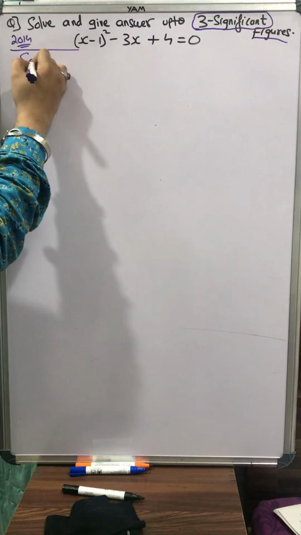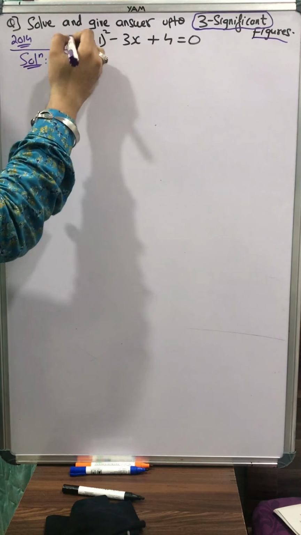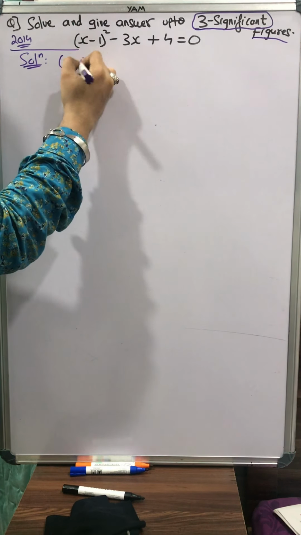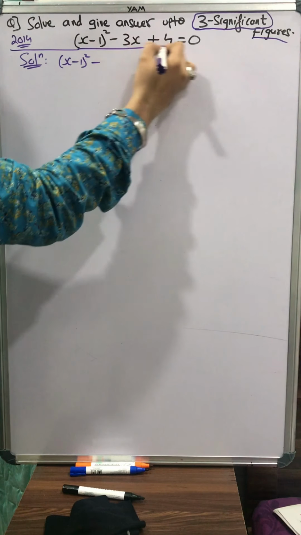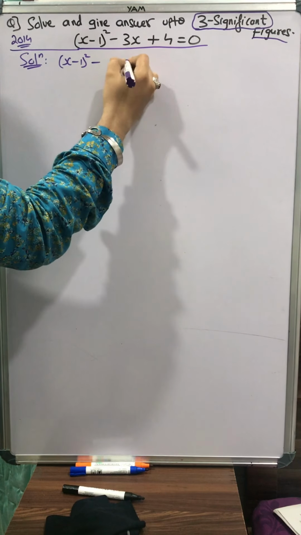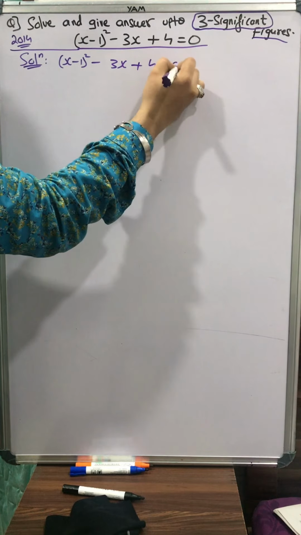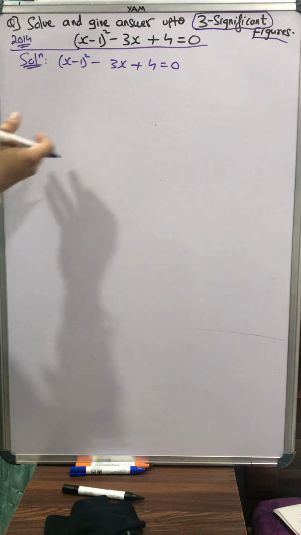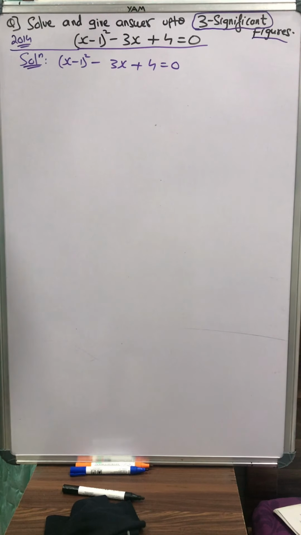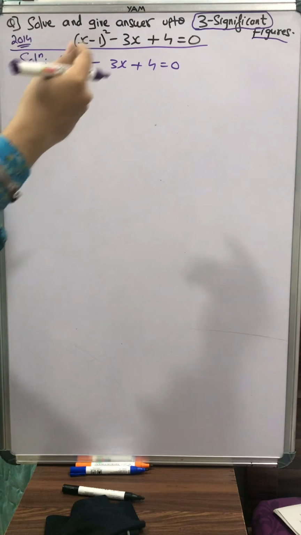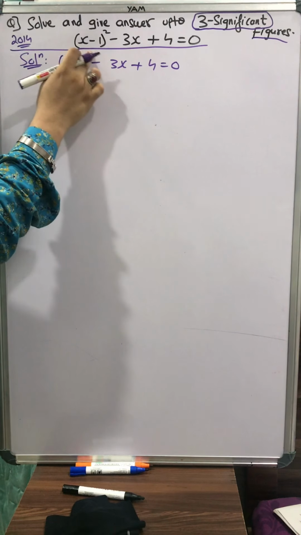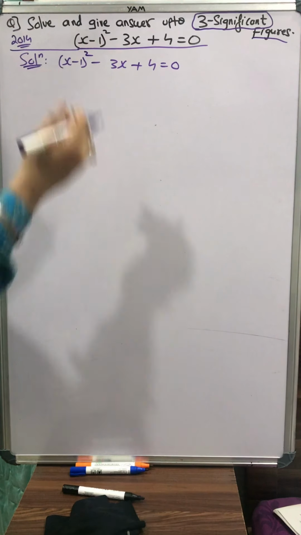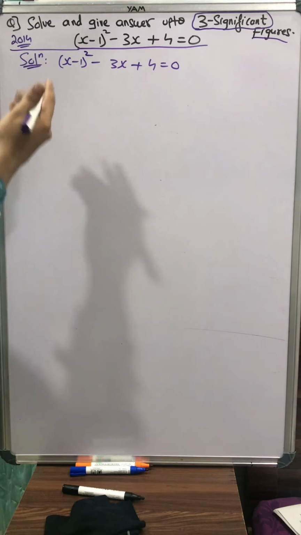Let's start, students. In the solution, what I write first, I'll copy: (x minus 1) the whole square, minus 3x plus 4 is equal to 0. First of all, tell me, students, one thing. Does this look like a quadratic? A quadratic is ax square plus bx plus c. But here I can see I have a square on the entire bracket. So first we have to evaluate it.